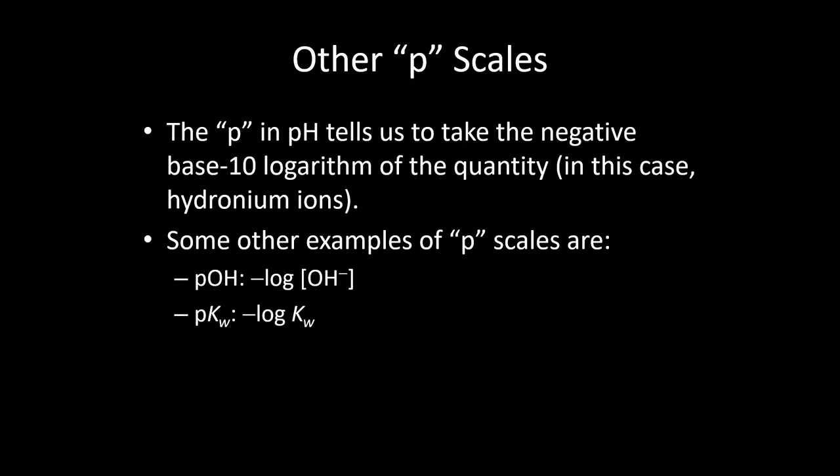One common example of other P scales is the pOH. Now the pOH is exactly the same as the pH, only now we're considering hydroxide instead of considering hydronium. So the pOH is the negative log base 10 of the concentration of OH minus instead of H plus. You will also sometimes see the pKw, not quite as often because it's just a single value. It's not actually a scale since the Kw is just one number. But that is another thing that you'll see crop up from time to time.